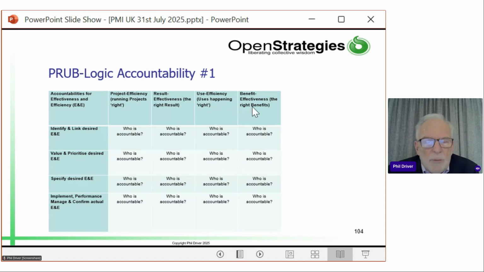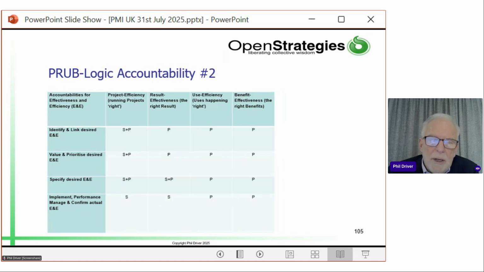Now, when it comes to accountability, who's accountable for each of those? Well, there's actually 4 categories of accountability. Who's accountable for deciding what we're going to measure? Who is accountable for specifying exactly what we're going to measure? Who's accountable for delivering the goods? And who's accountable for ongoing performance management? So that actually leads to 16 accountabilities, not just who's accountable. There are 16 accountabilities that need to be addressed.